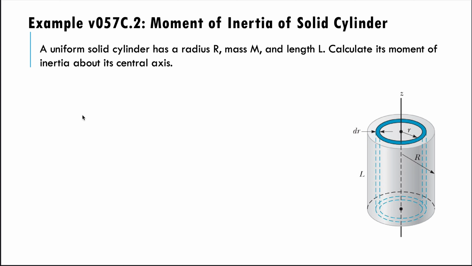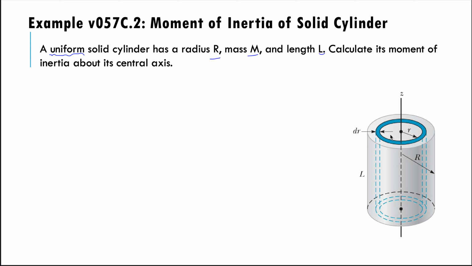Let's look at the second example from video 57C on calculating moments of inertia. This time we're finding the moment of inertia of a solid cylinder. It's uniform, that means the density is constant. It has a radius r, mass m, length l. Find the moment of inertia about the central axis.